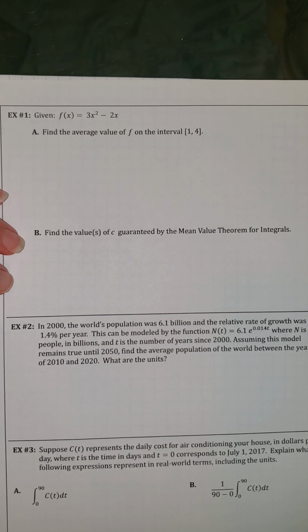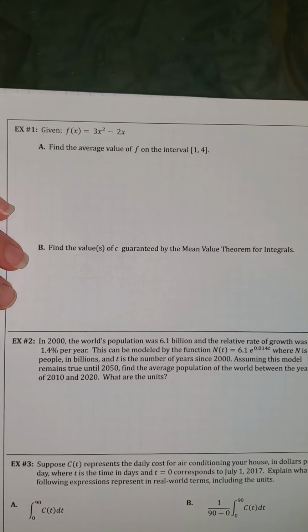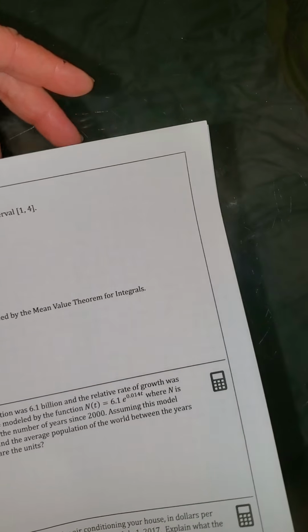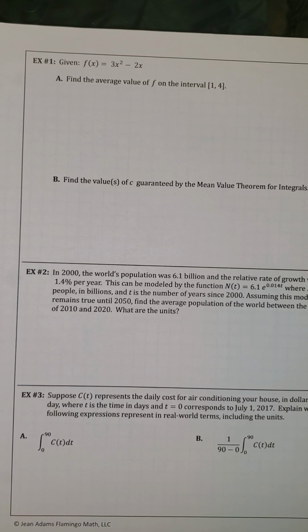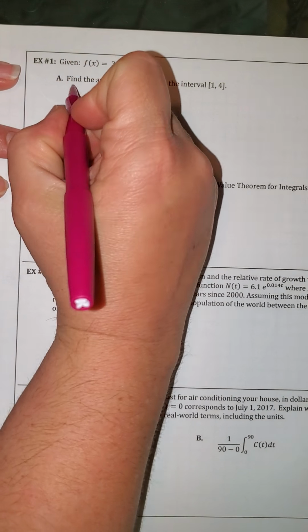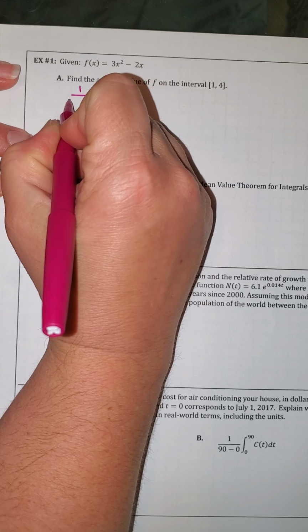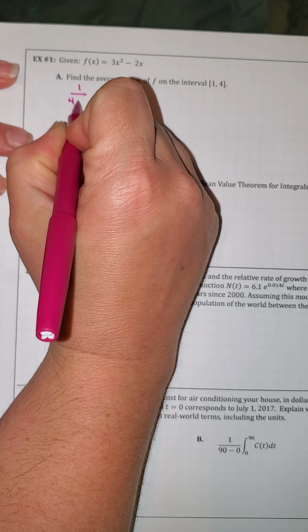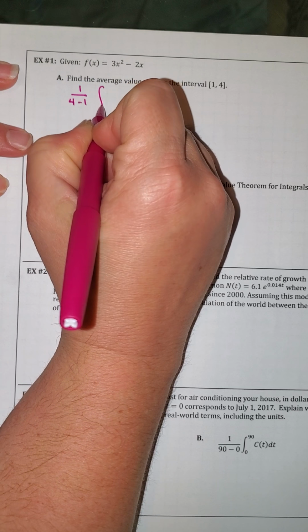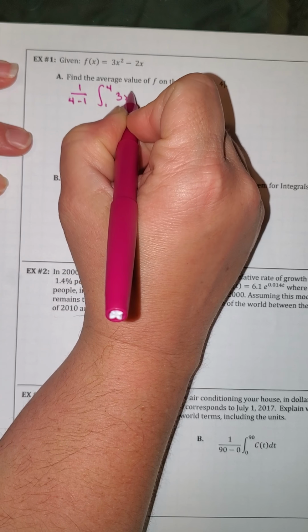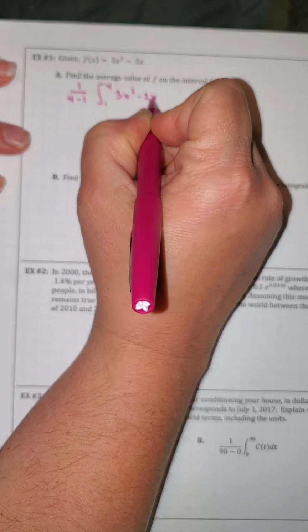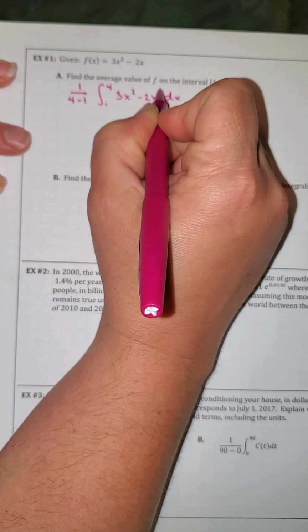Alright, so let's set this up. It says find the average value of f on the interval from 1 to 4. So that's our b and our a. So 1 over 4 minus 1, and then our integral is going from 1 to 4 of 3x squared minus 2x. And of course, we need to have a dx in there.